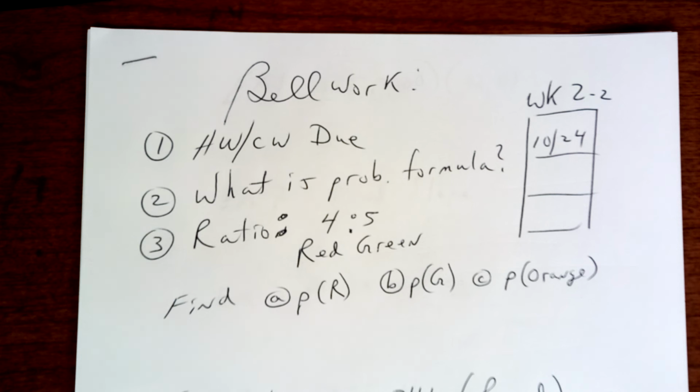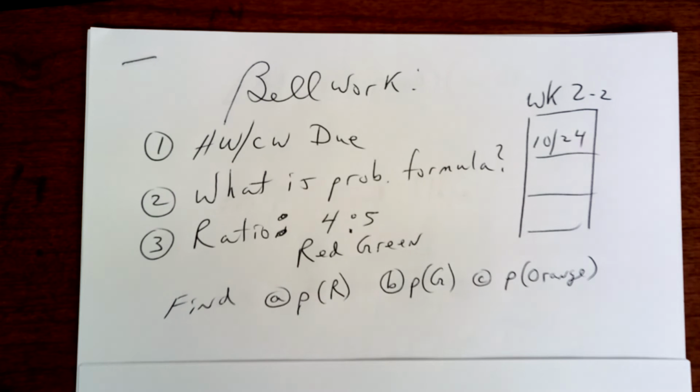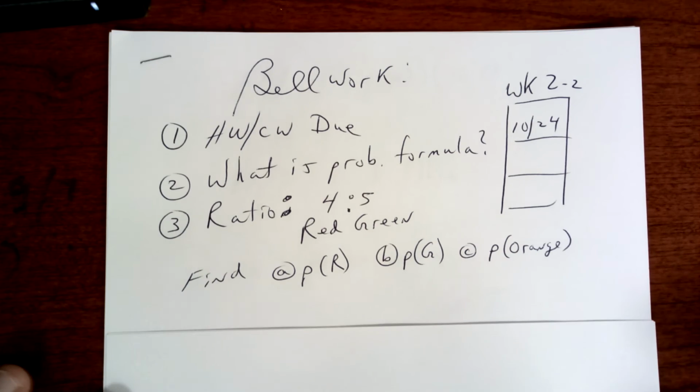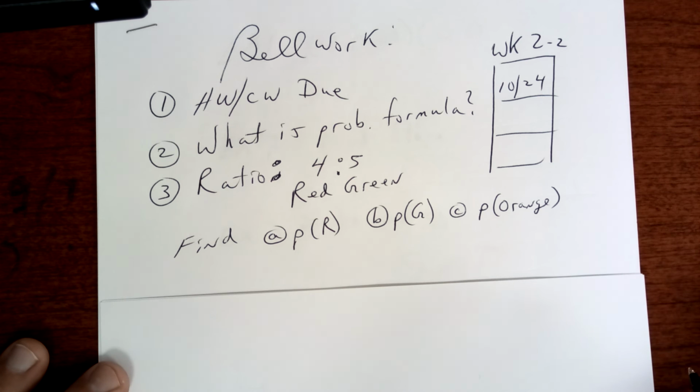Hello and good morning. Let's take a look at the bell work here. First of all, we're in week 2-2, and today is October 24. Your homework for week 1-2 is due. Tonight is the latest. If you fail to turn it in tonight, you will have to have a parent send it to you. What is the probability formula?